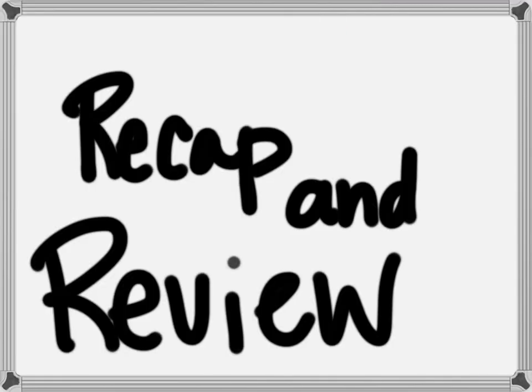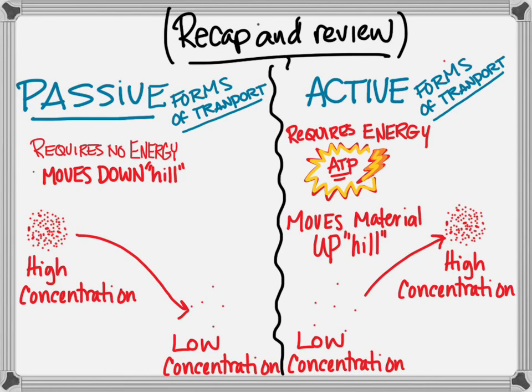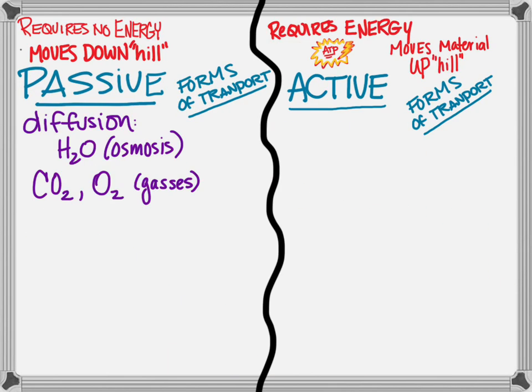Okay, crazy. Let's do a very quick recap and review. So the big difference between active and passive transport, energy. So passive transport doesn't require any energy. Because of that, we're only moving materials from areas of high concentration to low. Active transport does require energy, and because we're putting energy in, we can move materials sort of uphill, up the concentration gradient. The first kind of passive transport we talked about was diffusion. If it's water, we call it osmosis, but we can also diffuse things like CO2 and O2 across a cell membrane.